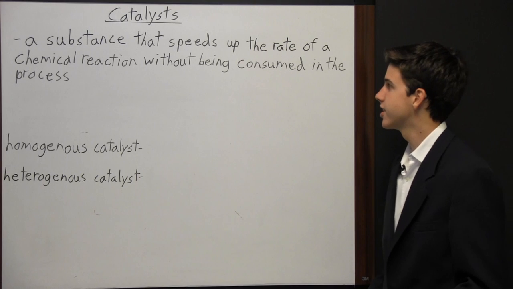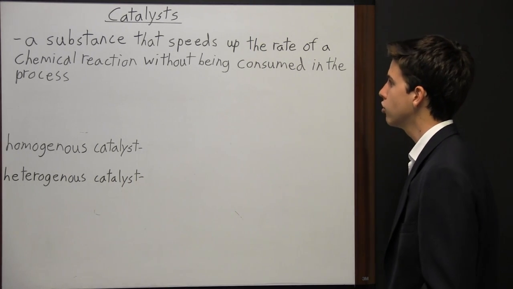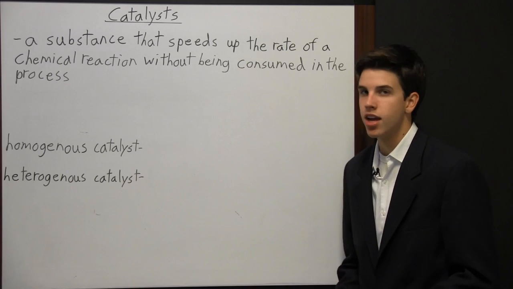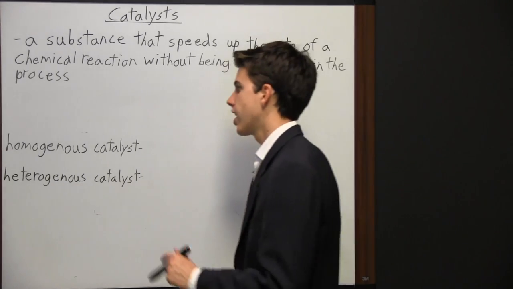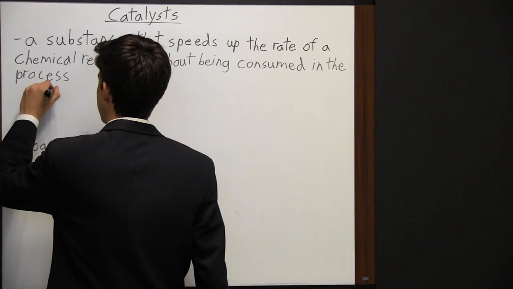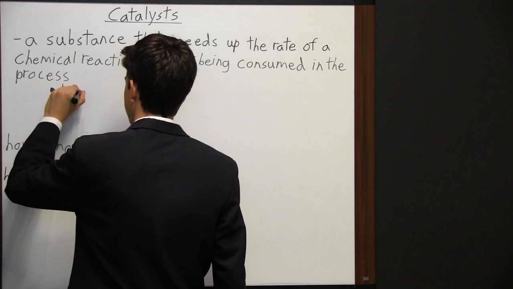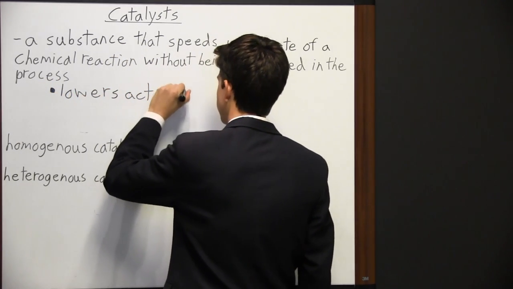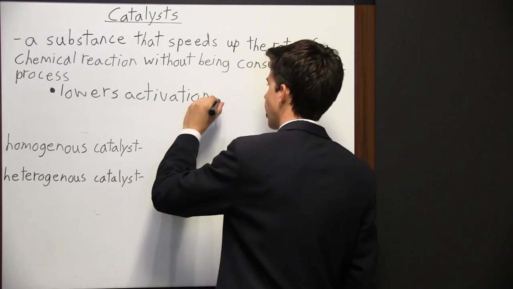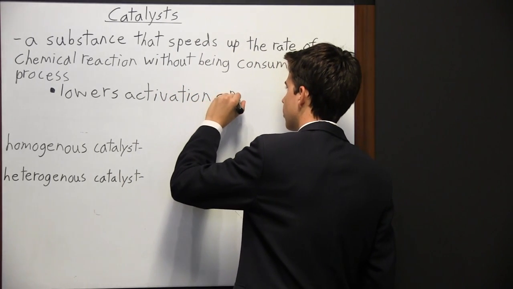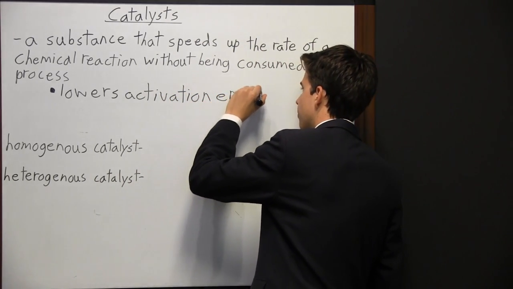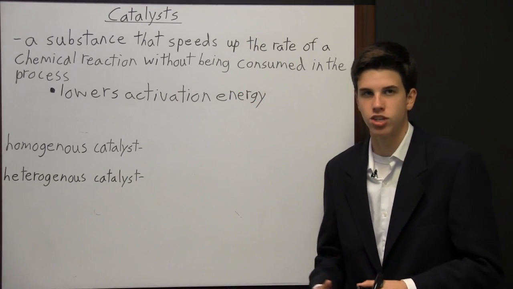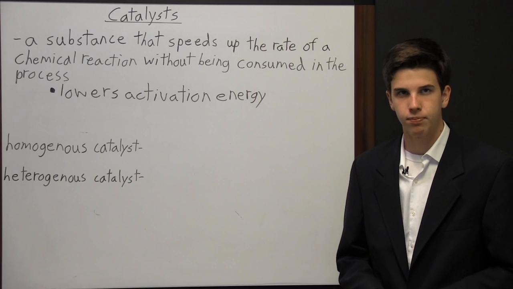Catalysts are substances that speed up the rate of a chemical reaction without being consumed in the process. And so the way a catalyst works is first by lowering activation energy. It lowers the activation energy that is required for a chemical reaction to proceed. And so by lowering that activation energy, the chemical reaction can proceed more easily.